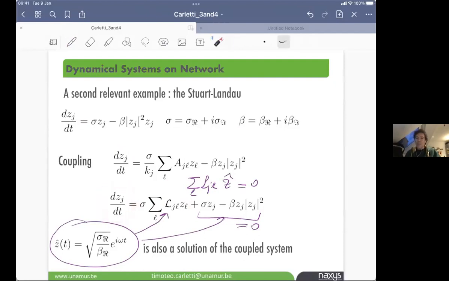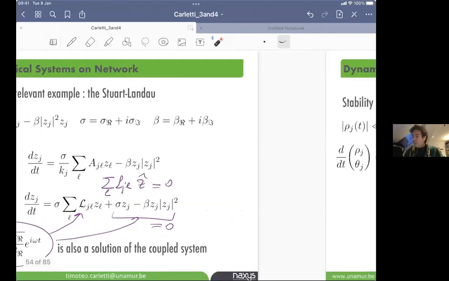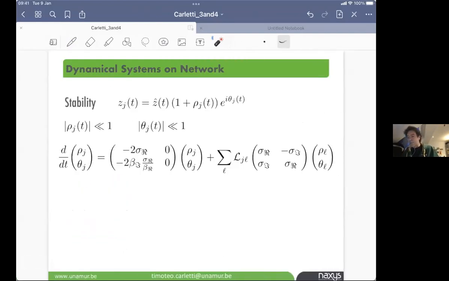And so the question is: is it stable or is it unstable? The computation is a bit longer than the one I did before, but it's exactly the same. So I think I will not have time to do it. Please do it. If you have any problem, just drop me a mail. We can check the computation together. But it's really exactly the same thing. You take the same perturbation, but now it depends on the node. So you have rho j and theta j, but they are still small.